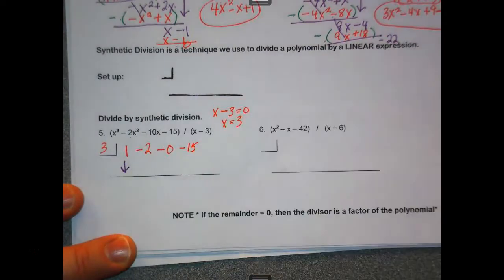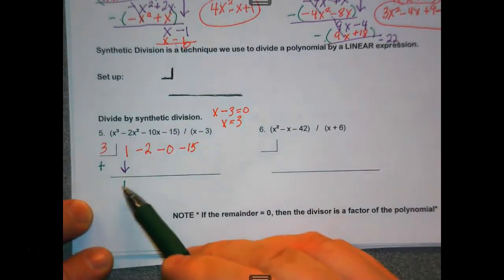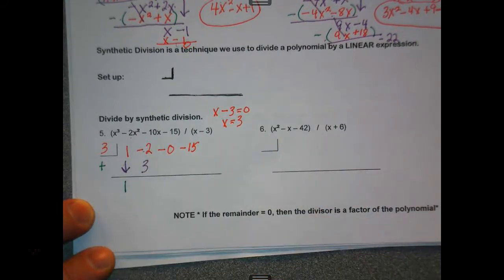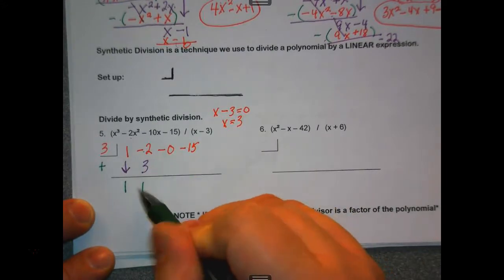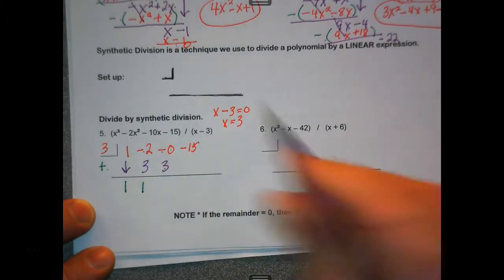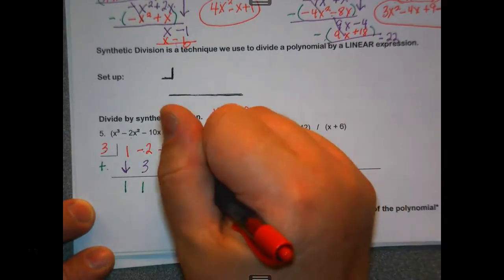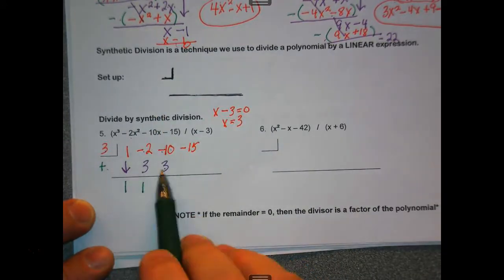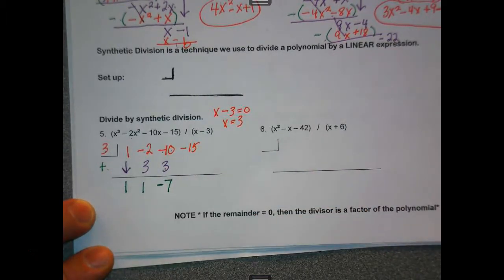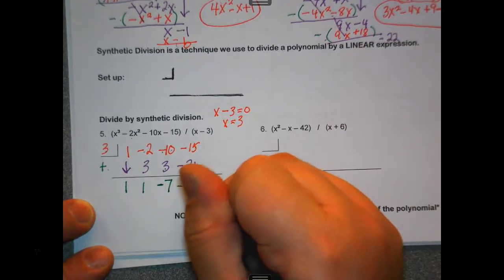Okay, bring down the 1. And we're going to add these together. 1 times 3 is 3. -2 plus 3 is positive 1. 1 times 3 is 3. -10 plus 3 is -7. -7 times 3 is -21, plus -15. That's right, -36.